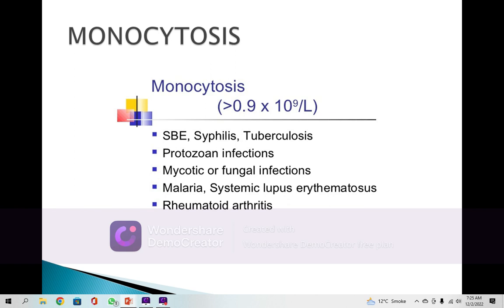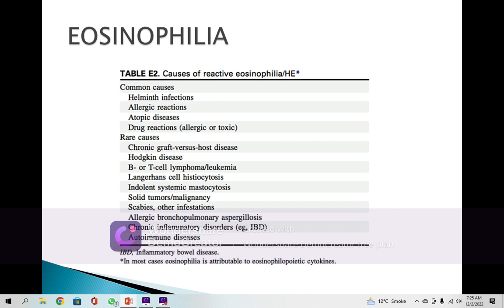So monocytosis is seen where the lesion occurred, the neutrophils invaded, and the lymphocytes have done their work. Now the monocytes come. In cases of bacterial endocarditis, after 3 weeks, 4 weeks, monocytosis will be seen. Syphilis, tuberculosis, protozoal infections, mycotic and fungal infections can cause monocytosis. Malaria, systemic lupus erythematosus, and rheumatoid arthritis, and another condition, infectious mononucleosis, can cause it.